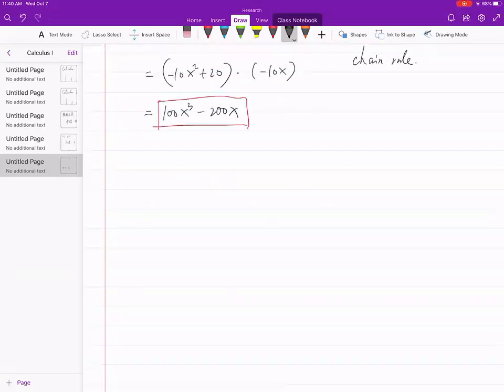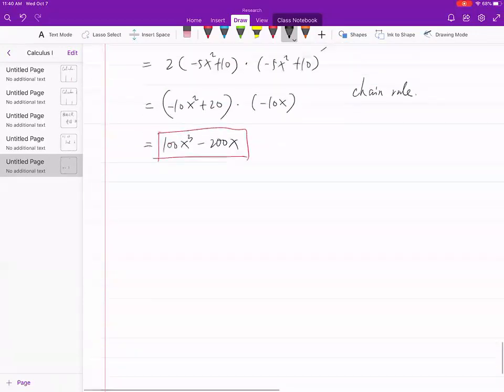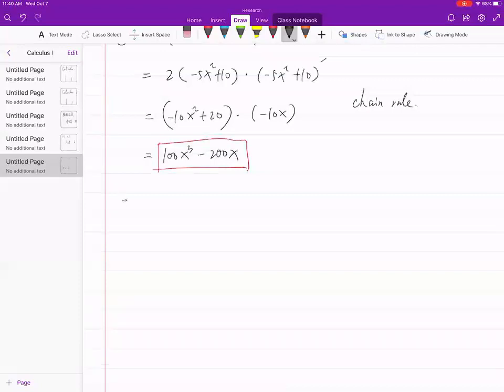All right. That's all the easy ones. Let's try a harder one. Take a closer look. This one has two compositions. You have a 4x, you have a tangent x, you have an x to the cube. Each one has a derivative. Make sure you put them in the right order.